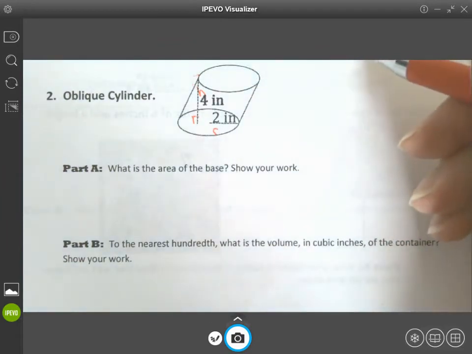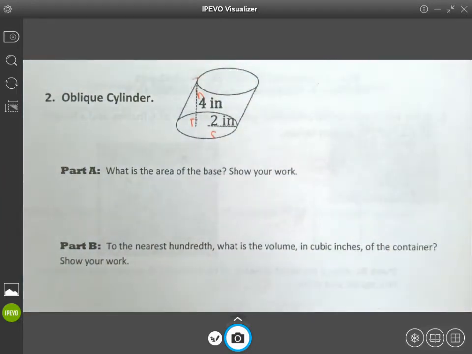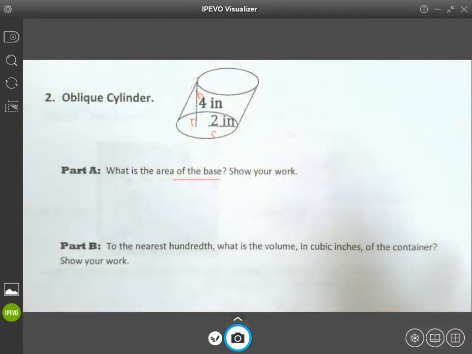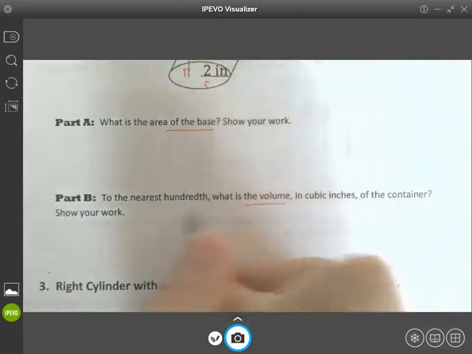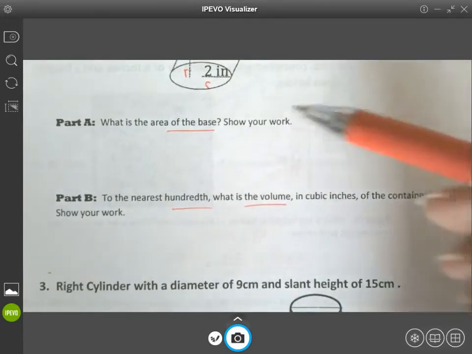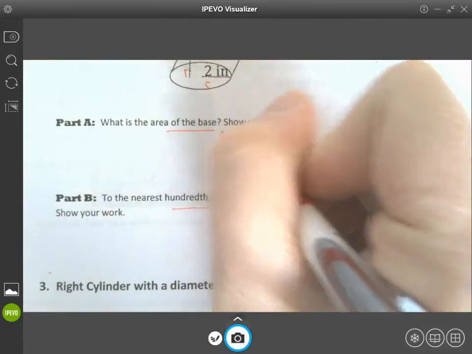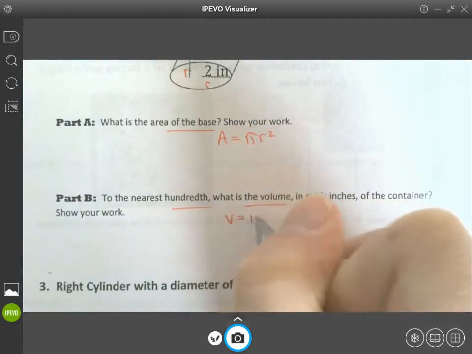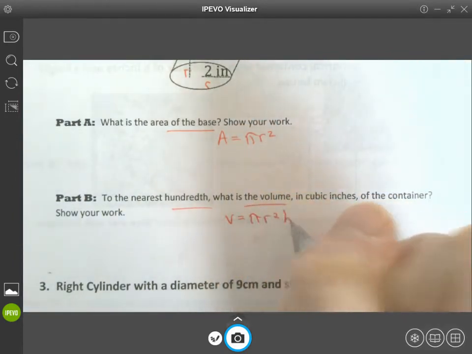If you're looking at a triangular pyramid or a square pyramid and I need the surface area, that's when I need the slant height. Okay. So this is asking for the area of the base. Show your work. To the nearest hundredth, what is the volume? So they're basically just stepping you through this. So the area of the base is just pi r squared. And when you go to do the volume, you're taking that area of the base times the height.